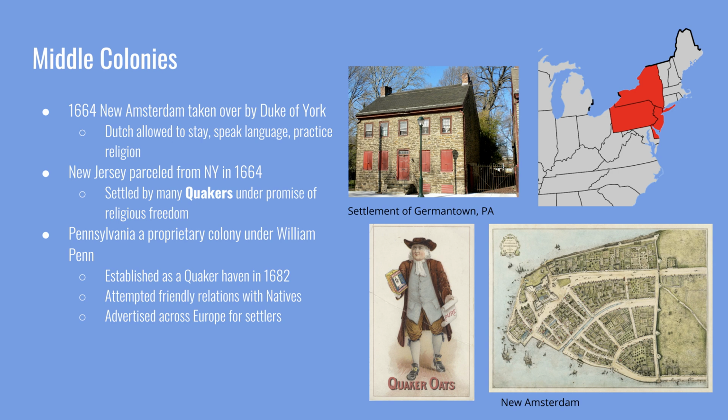It was settled by many Quakers, giving them the promise that they were going to be able to continue to practice their religion. William Penn will later get a grant of land that becomes Pennsylvania. He establishes Pennsylvania as a Quaker haven, so anyone that is Quaker can go there free of religious discrimination. Because the Quakers were also very tolerant of other religions, it created a very diverse population of settlers coming from all over Europe. Penn attempts to have friendly relations with the natives.